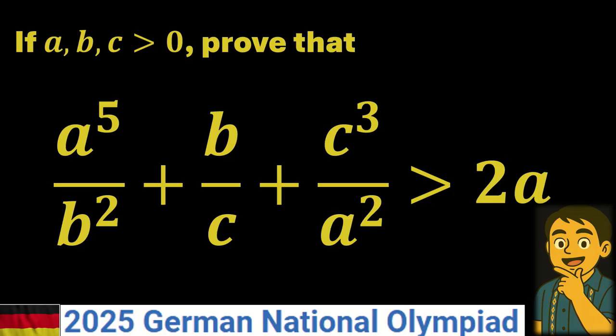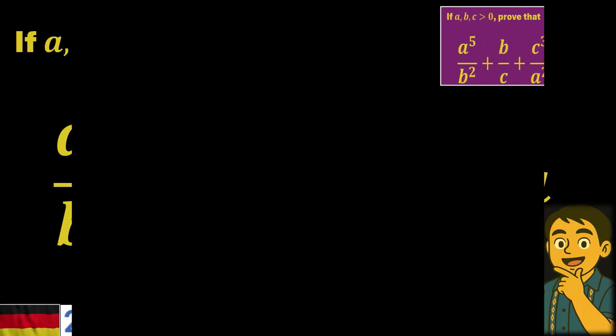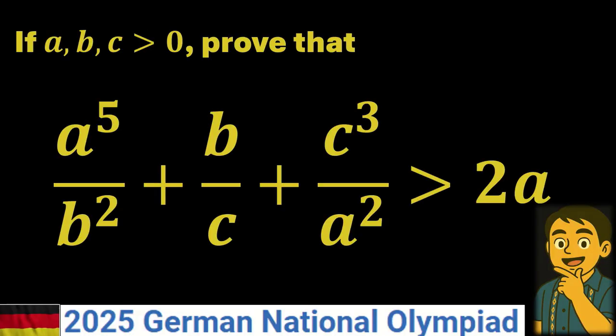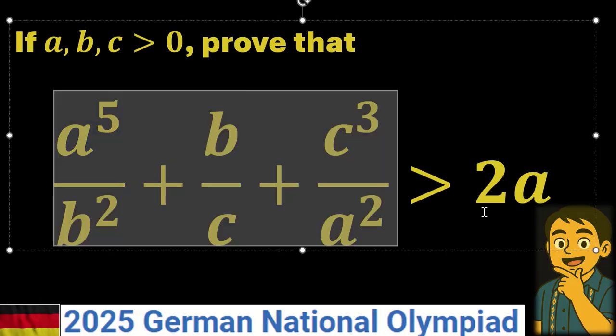If a, b, c are positive, we are asked to prove that a to the power of 5 over b squared plus b over c plus c cubed over a squared is greater than 2a. As usual, we let J be the expression on the left hand side of the inequality.